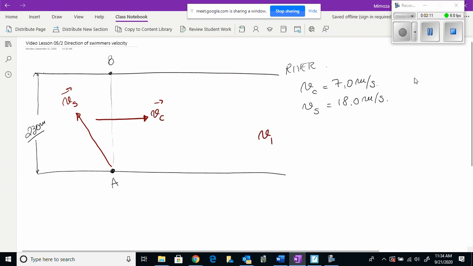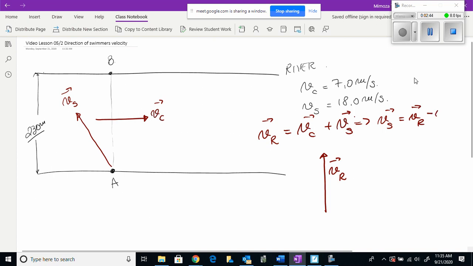The relationship that we always deal with is the resultant velocity is the velocity of the current plus the velocity of the swimmer. And we are looking for the direction of the velocity of the swimmer, knowing that the resultant is somewhere in here. This is the resultant velocity. From this relationship, we can say that the velocity of the swimmer will be the resultant velocity minus the velocity of the current.